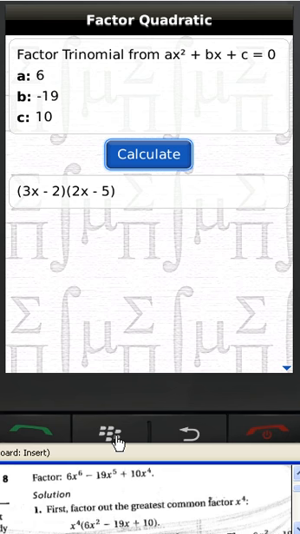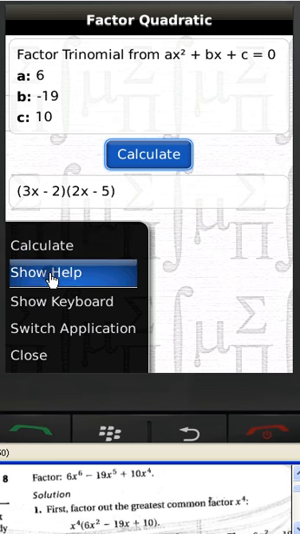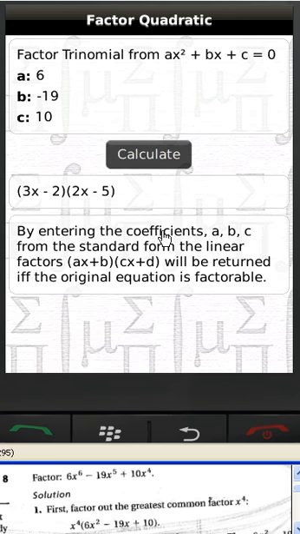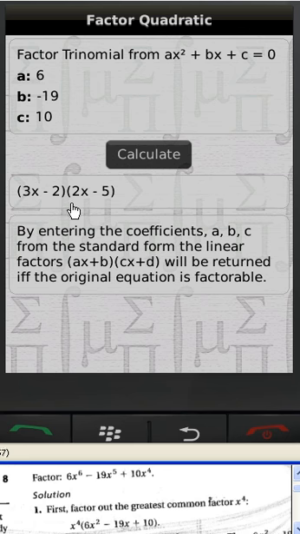There is a Help button with a Show Help, and in the help it says by entering the coefficients a, b, c from the standard form, which is given above, the linear factors will be returned if and only if the original equation is factorable. If you start with a trinomial that is not factorable, then no matter how hard you try, you cannot make it factorable, and you'll receive an error message.